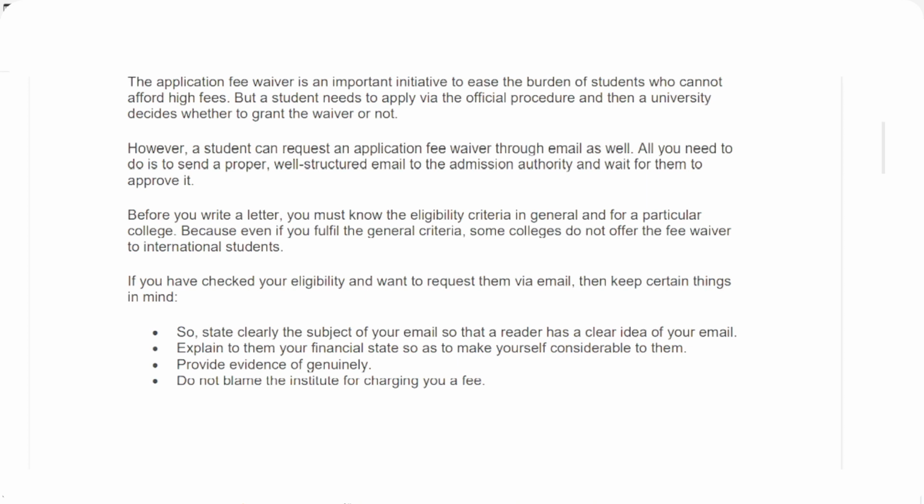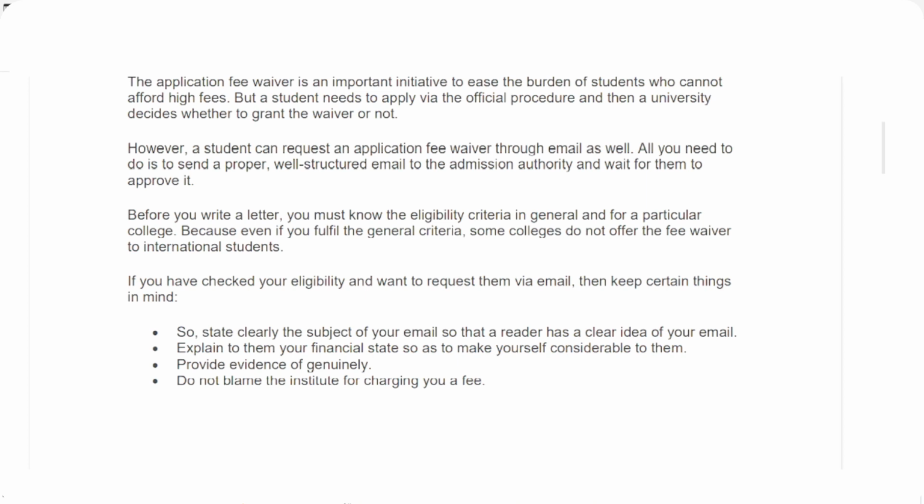Remember, you are sending them an email. The distance is too wide. You are not communicating directly, you are just communicating through email. So it is very important you provide evidence. You need to prove that you really need this particular opportunity, you really need this particular application fee waiver.